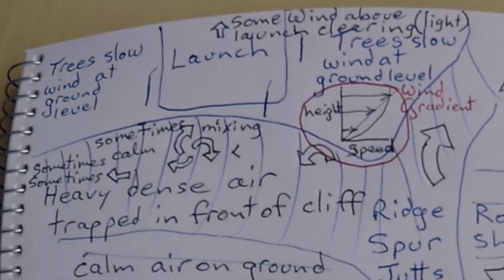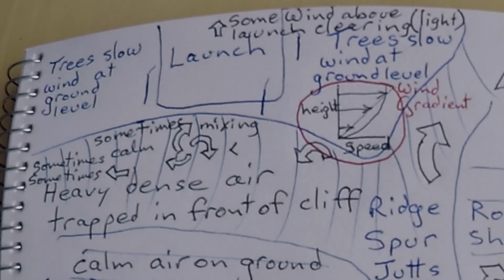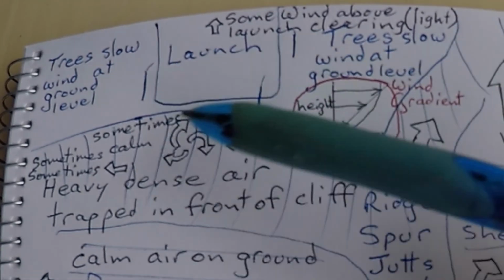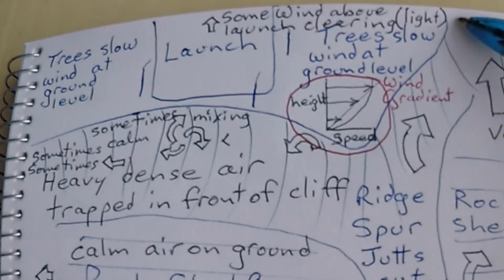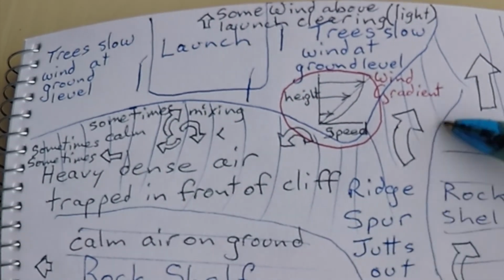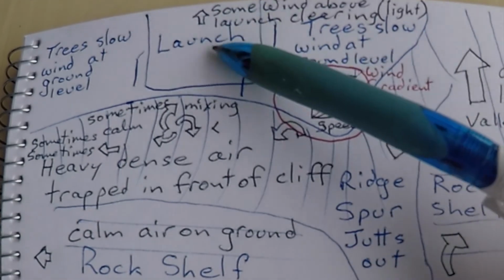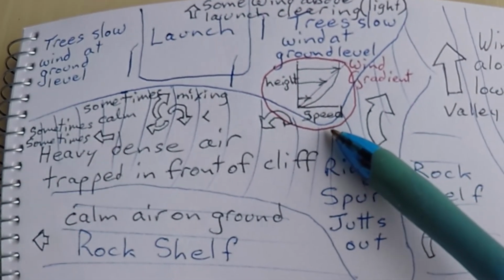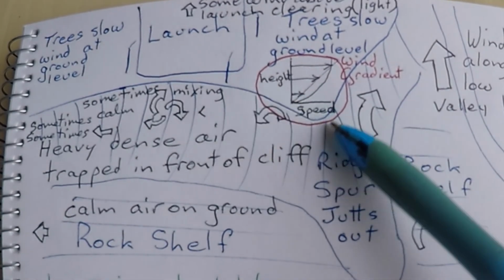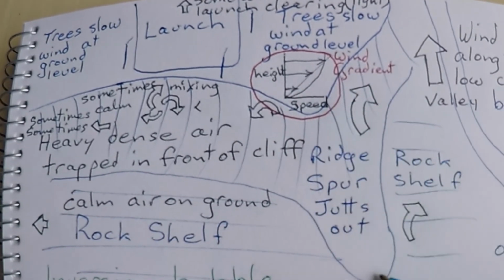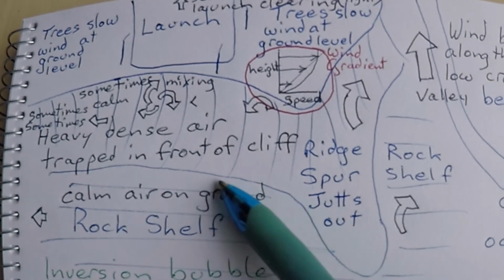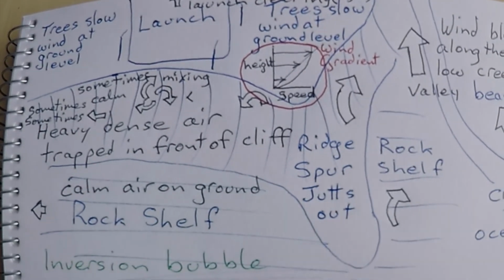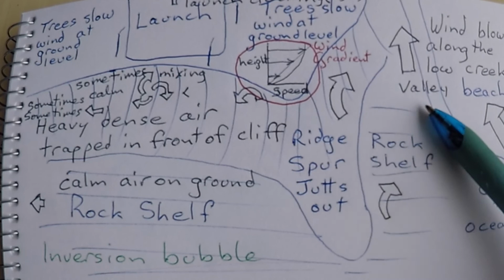Okay, I'm going to talk about the Dudley inversion bubble. This is just a blue line drawing of the hill. This is the launch, and to the northeast of the launch is a little spur sticking out which comes down to a rock shelf. So this area here is a rock shelf which comes around here.